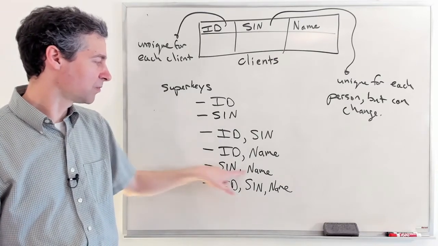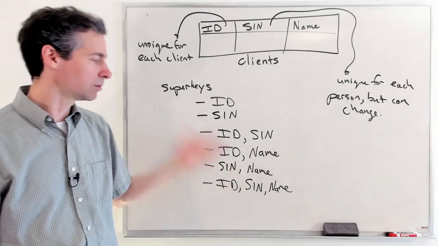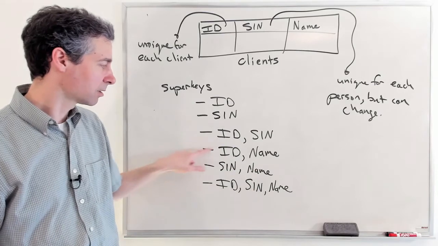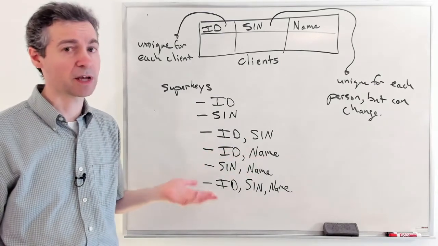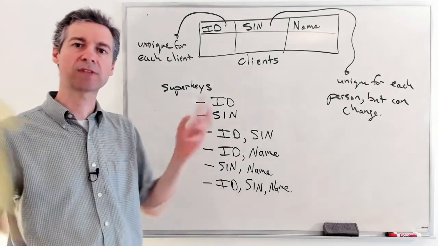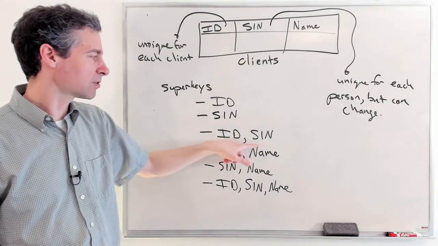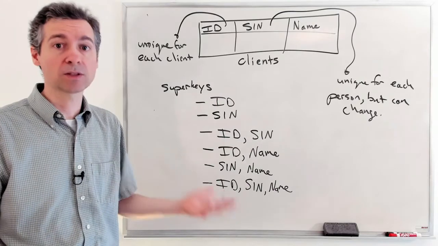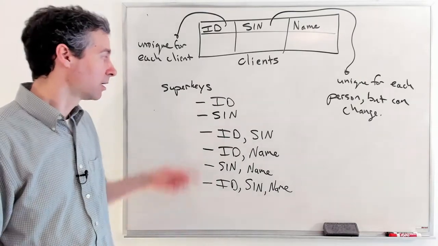Could I remove name here? Yeah, I could, and I would still have a key. So this is not a candidate key. Same thing here. I could remove name, and we'd still have ID, and so it's not a candidate key. It's not a minimal key. We could remove something and still have keyness. Same thing goes here. We could remove ID or SIN, and the one that remains would still work as a unique key for the row, so that's not a candidate key.